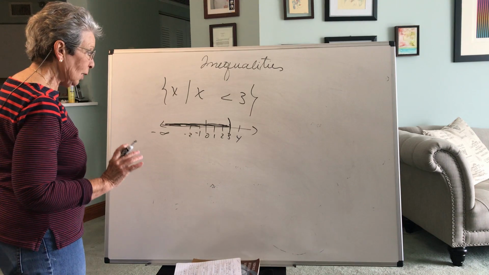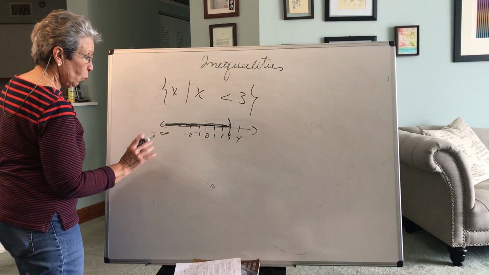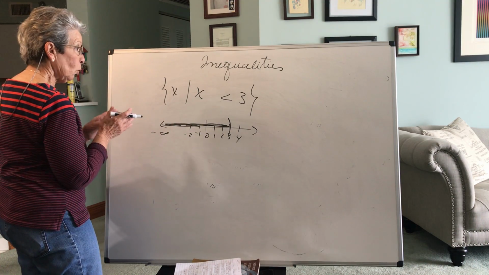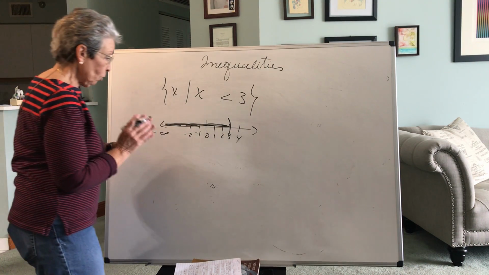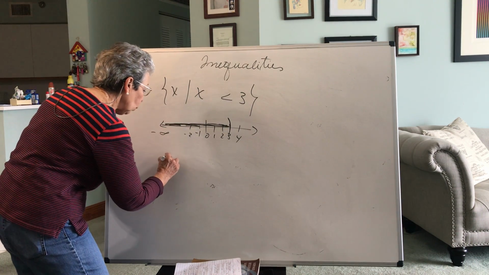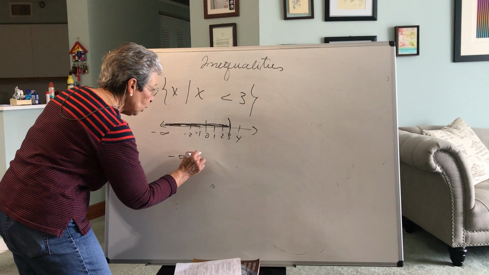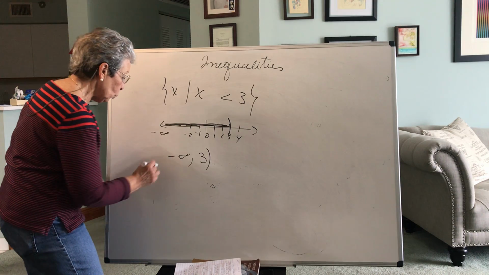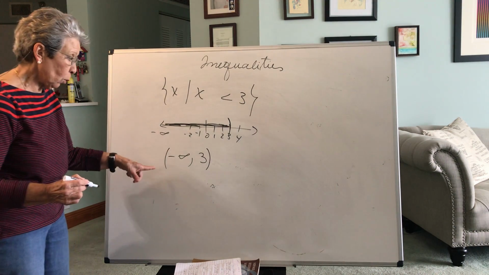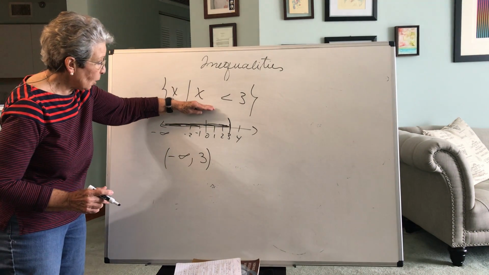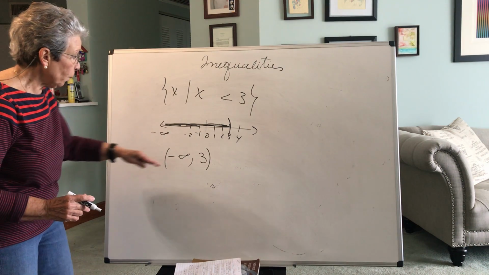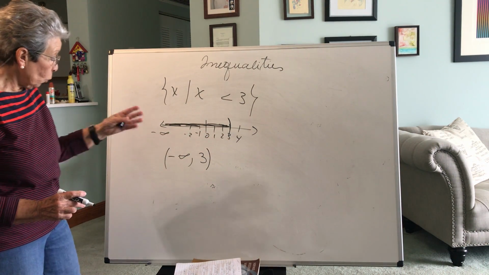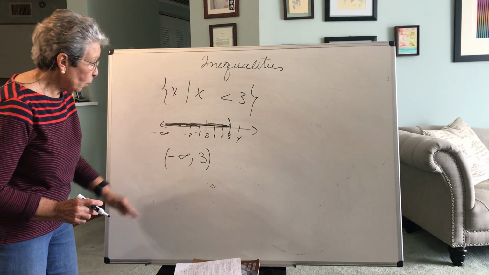If you want to write this solution in interval notation, you always have to read from left to right. You write negative infinity until 3. It's open because 3 is not in the solution, and infinity is always open. So this is the set notation, this is the graph of the solution, and this is the interval notation.